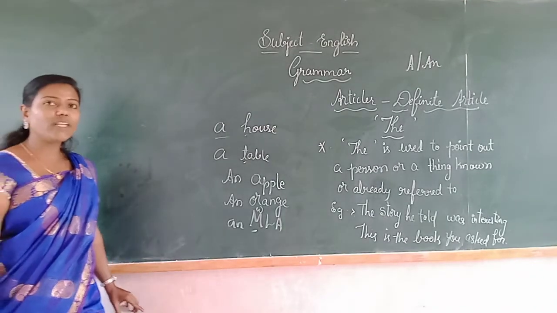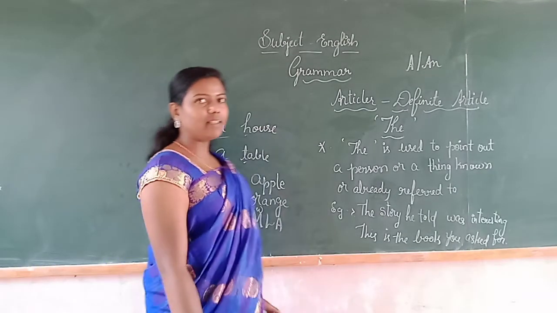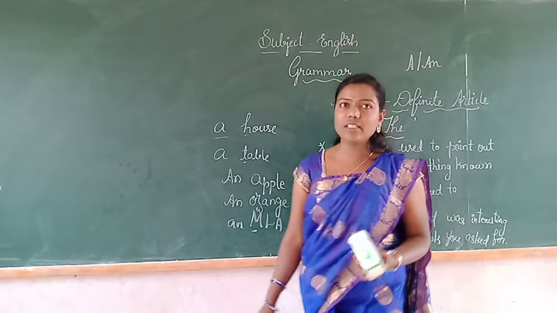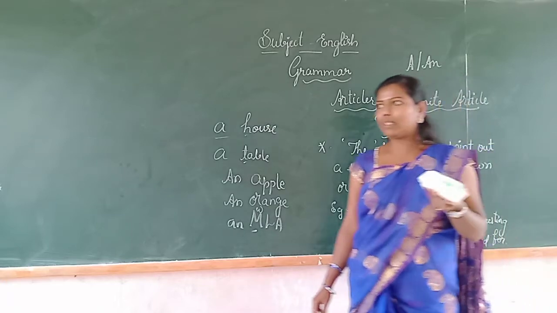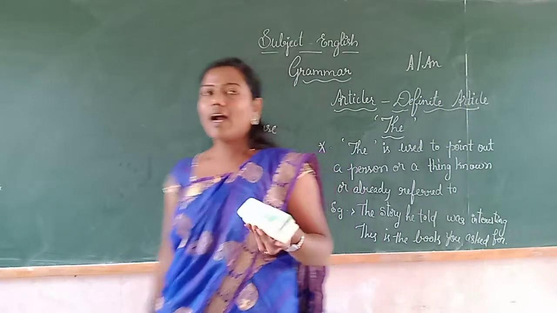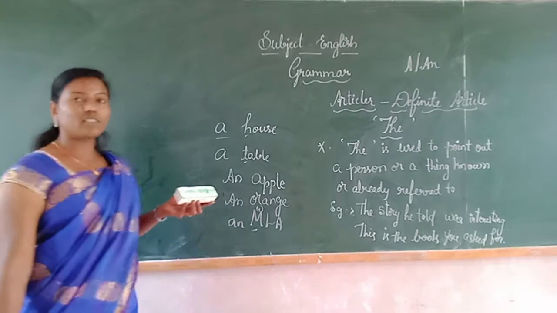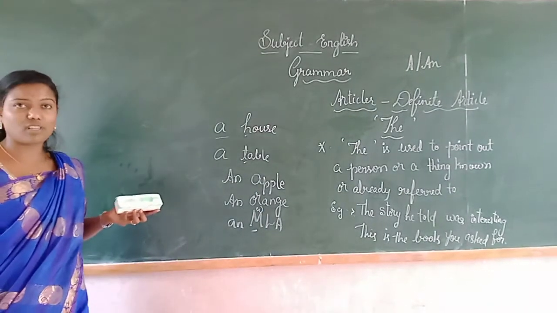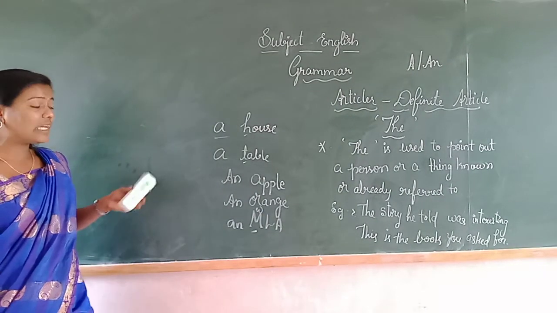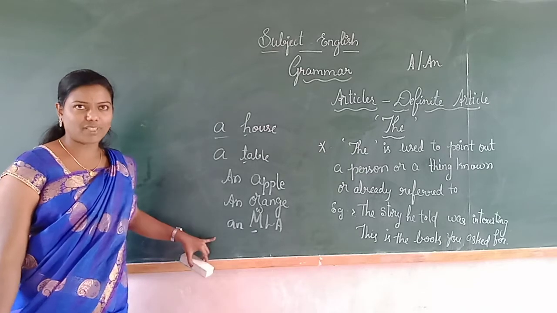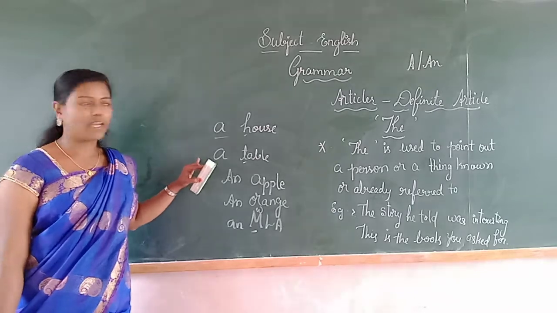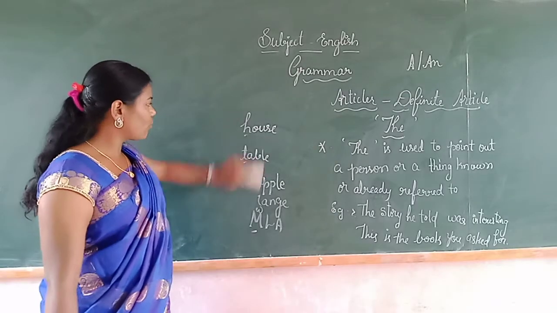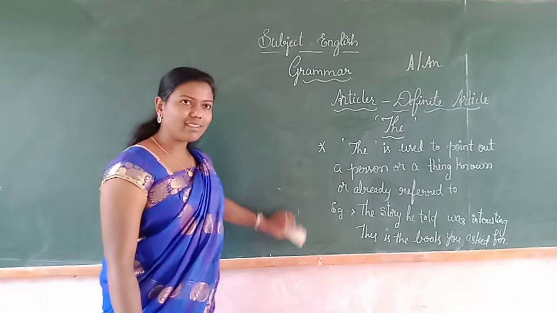So how many letters in alphabet? There are 26 letters in alphabet. How many vowels are there? 5 vowels in English alphabet. And next one, how many consonants are there? 21 consonants are there. So beginning of the vowel sound we use an, and beginning of the consonant sound we use a. We already discussed about this topic in previous class.